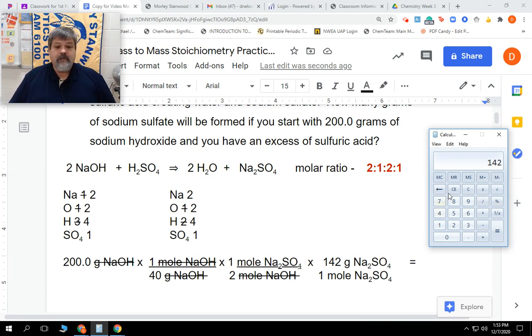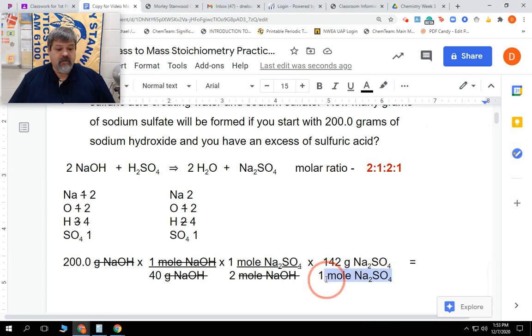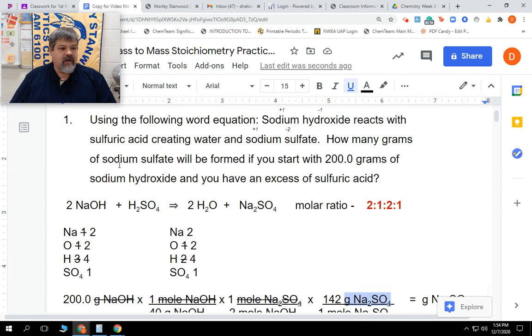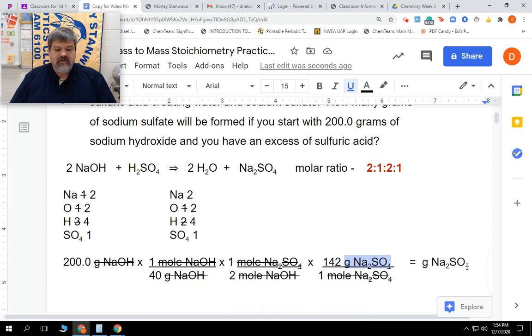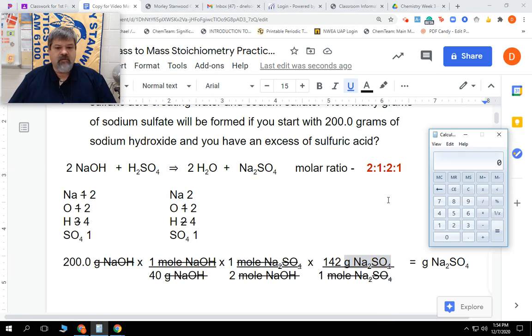Okay, so now we have that, and we're going to get rid of a couple things. We can get rid of this because I have it on top and bottom. So I have moles of Na2SO4, and we'll get rid of that. And we're going to underline this. And we know that our final answer is going to be grams of Na2SO4. So that's the only thing that we have left over, right? It's what the question was asking for, how many grams of sodium sulfate. And so all I really have to do is the math.